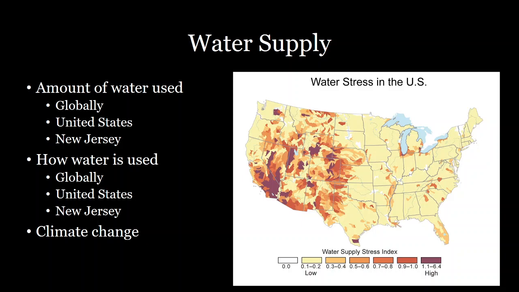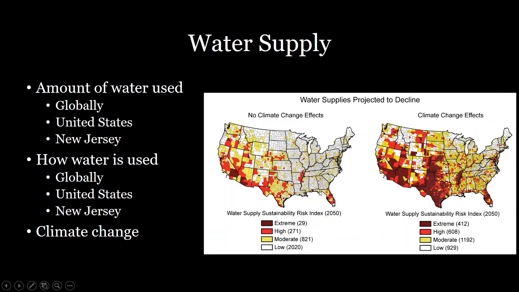So this is a map showing the predicted water supply stress as we move into the future. And so you see significantly more water stress, especially in Southern California and Nevada, as we move forward. And we can compare that to what the water stress and water supply would be without climate change. So this is the map of which counties would have a high risk of water supply being threatened.